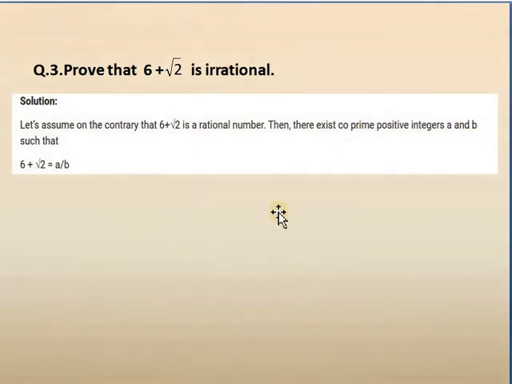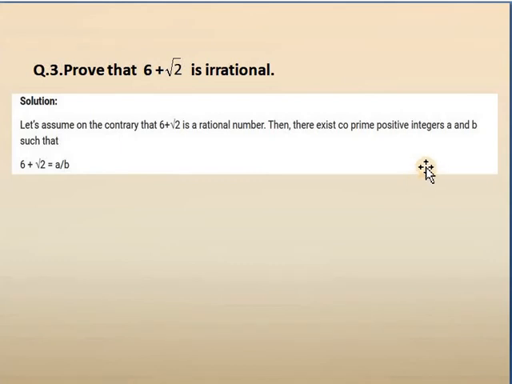Here again we are going to do the same way. We are going to assume that 6 plus root 2 is rational. And if 6 plus root 2 is rational, it can be expressed in the form a by b, where a and b are integers, or p and q you can take, b not equal to 0. Now 6 plus root 2 is equal to a by b.